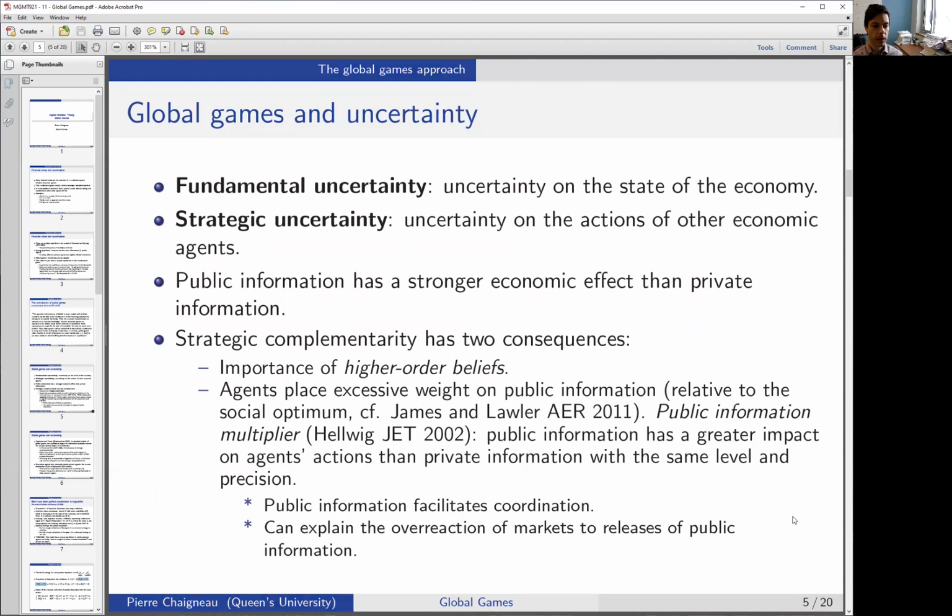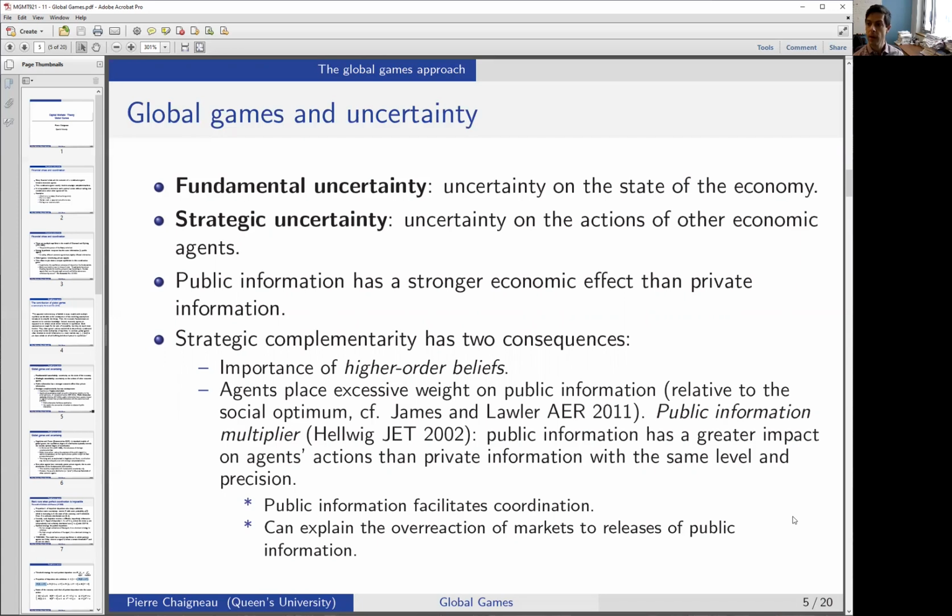Okay. So to do that, we have to take into account the fact that there's two types of uncertainty. The first one is so-called fundamental uncertainty. It is the uncertainty about economic fundamentals, about the state of the economy, about the state of a particular corporation, a particular bank, and so on. The second one is so-called strategic uncertainty. And this is uncertainty about the behavior of other economic agents.